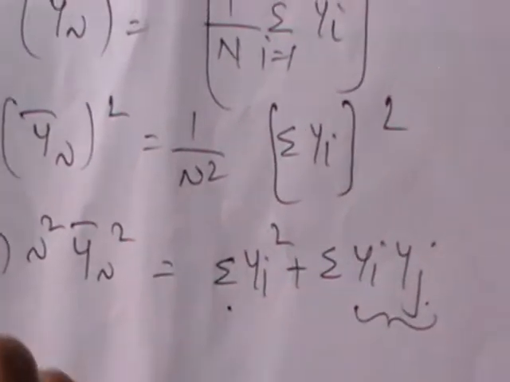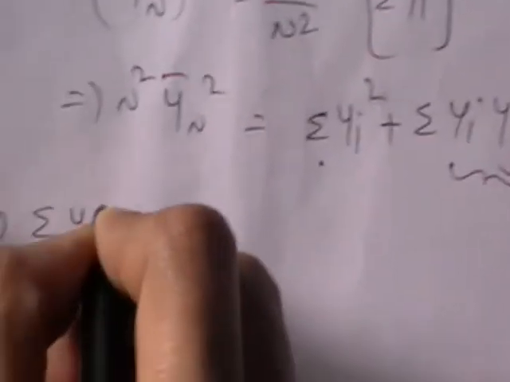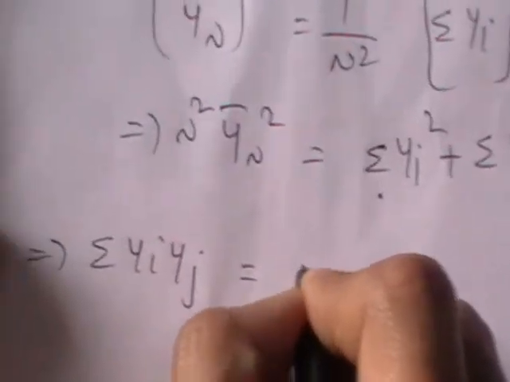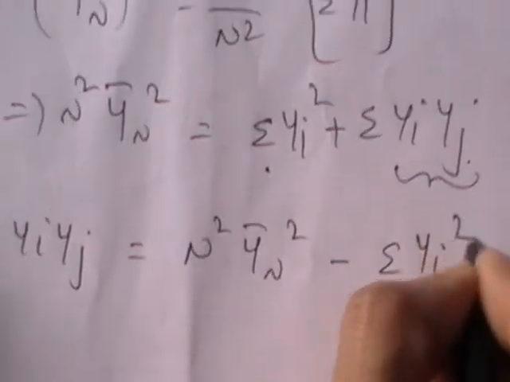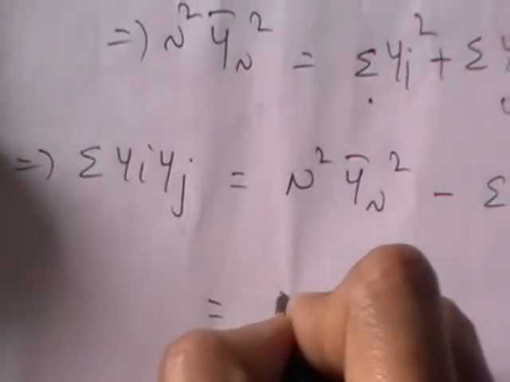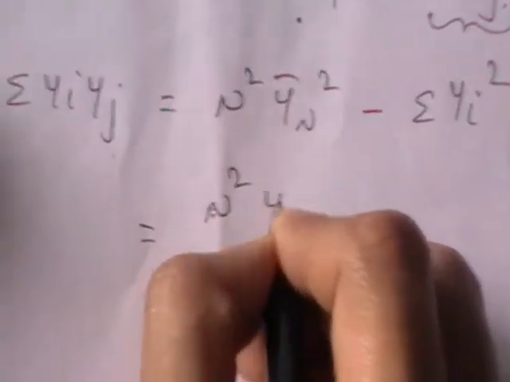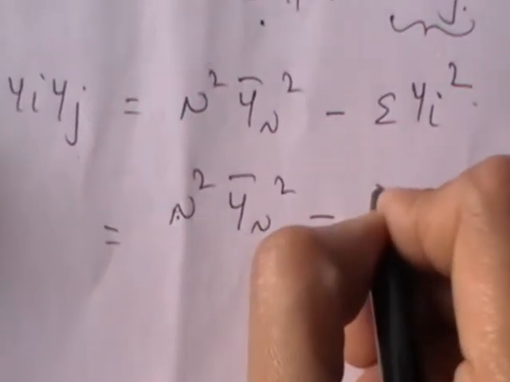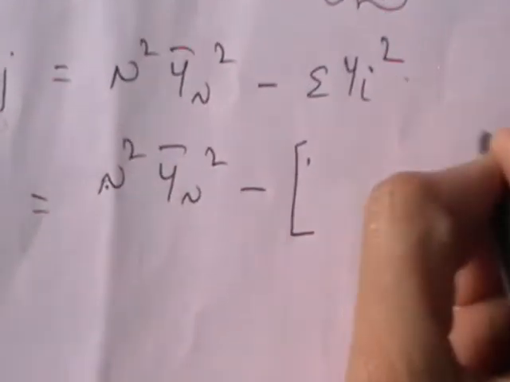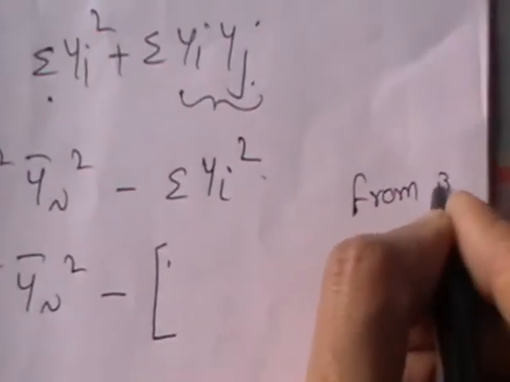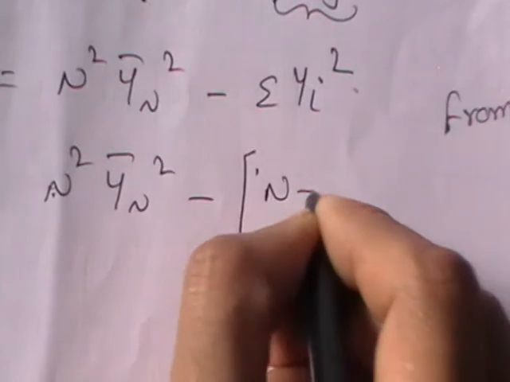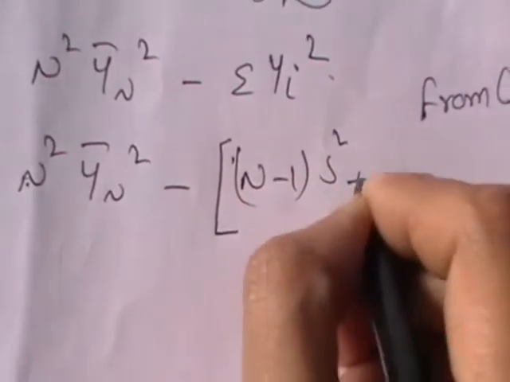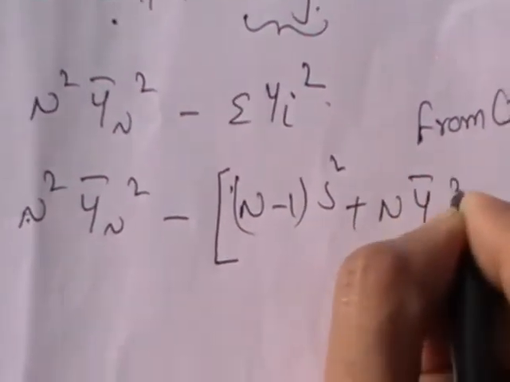We need this value to find out the sigma yi yj in equation number 2. Sigma yi yj is n square y bar n square minus sigma yi square. Just now in equation number 3 we have obtained sigma yi square. What is sigma yi square? From equation number 3, sigma yi square is nothing but n minus 1 into s square plus n into y bar n square.